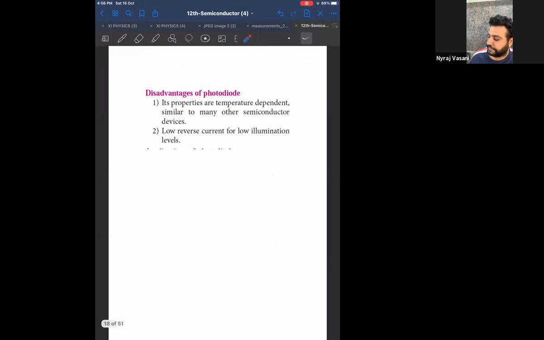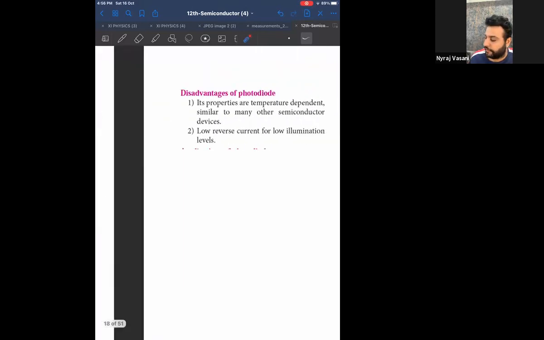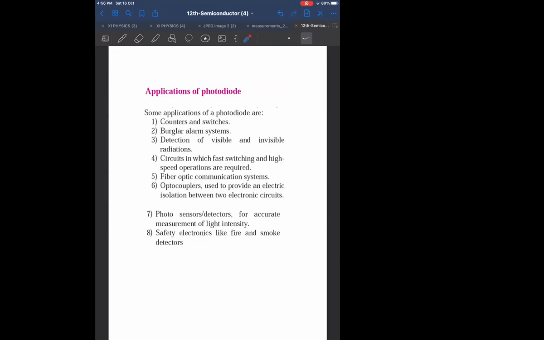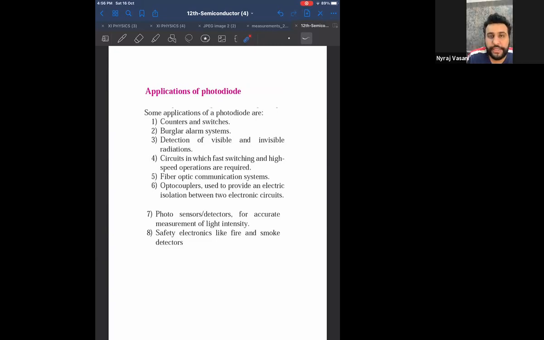Now we have written some advantages of photodiode. Now look at the applications of photodiode. How many applications are there? 8. 8 applications are there. I forgot to tell you one very important application of photodiode: LED lights in a cycle, reflectors. Nowadays, if you have seen all cyclists, on the shoulder they wear one blinking light. Have you seen it at night so that people can see them from behind? On their helmet they put a light. All that is photodiode.